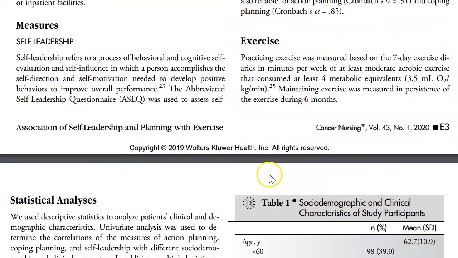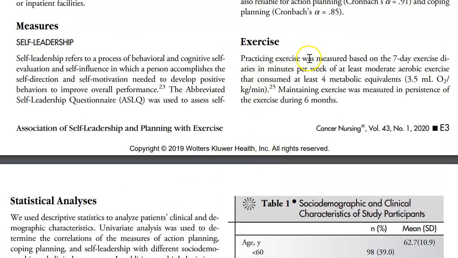All right, exercise. Here's what we're looking for. Practicing exercise was measured based on 7-day exercise diaries in minutes per week of at least moderate aerobic activity that consumed at least, now, I have no idea how they decided whether it was 4 METs or not, 4 metabolic equivalents. If you ever walked on a treadmill or used any of the cardio machines, they'll report the number of METs. So 1 MET is the amount of oxygen you consume just hanging around doing nothing. So 4 METs would be 4 times that.